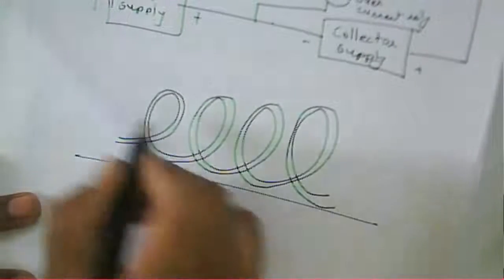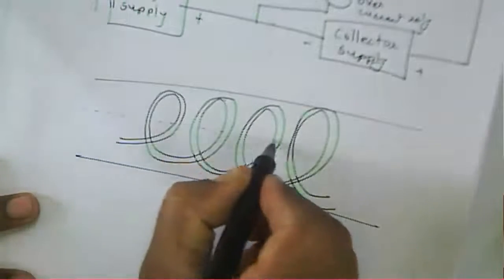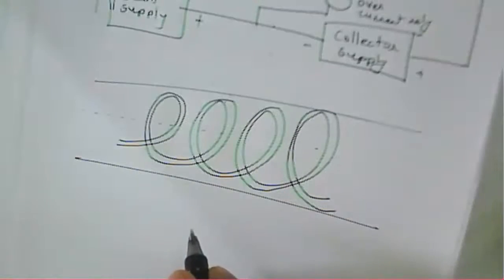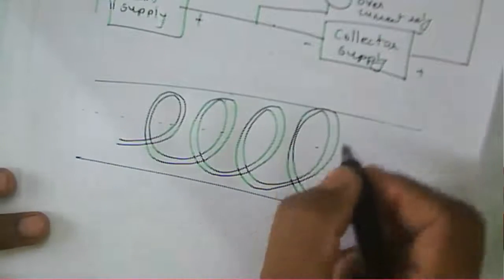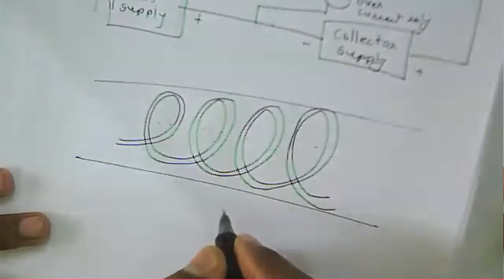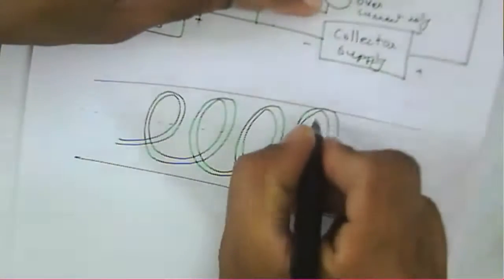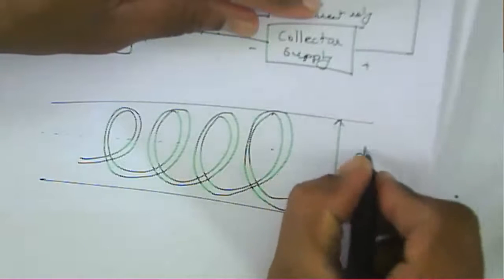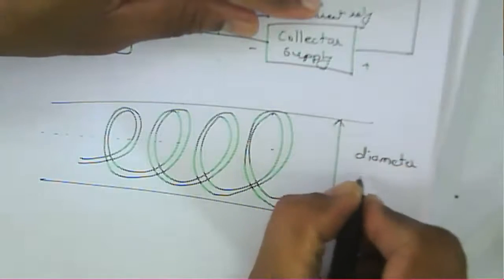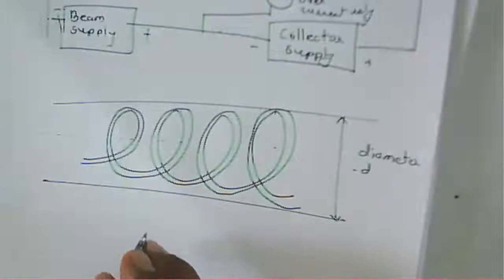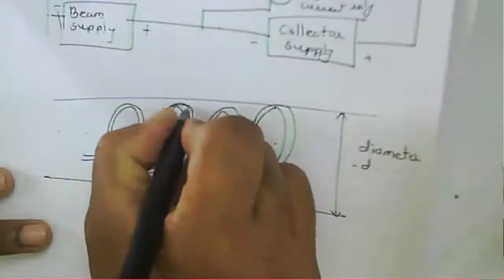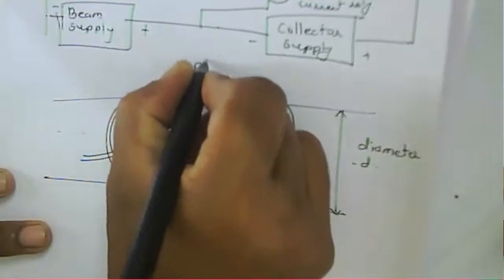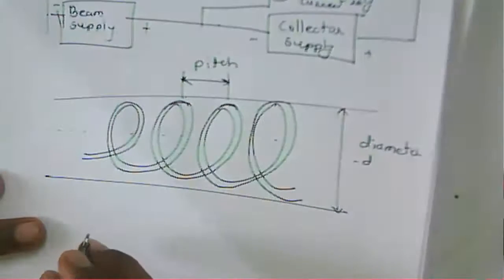Your electron is propagating through the center of this particular helix. This is the circumference of the helix, a total of one complete circumference. And this length is the diameter of the helix, D. The pitch is where the helix advances here. So this is called the pitch.